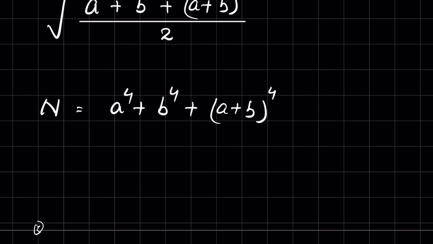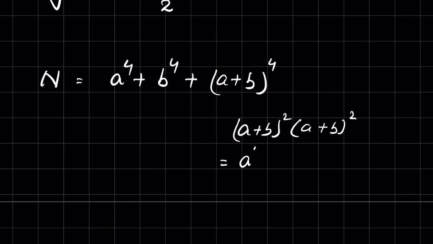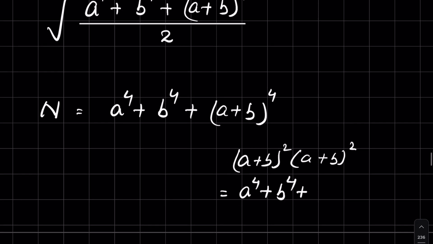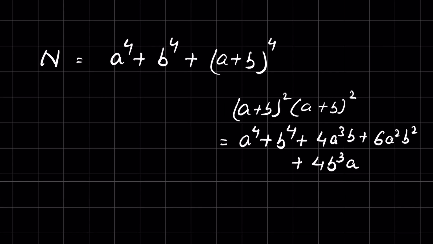The formula for (a + b)⁴ you can also calculate by multiplying (a + b)² times (a + b)². It will be equal to a⁴ + b⁴ + 4a³b + 6a²b² + 4b³a. Now let's put this formula here in this equation.